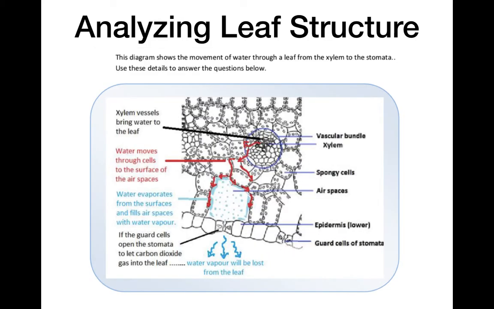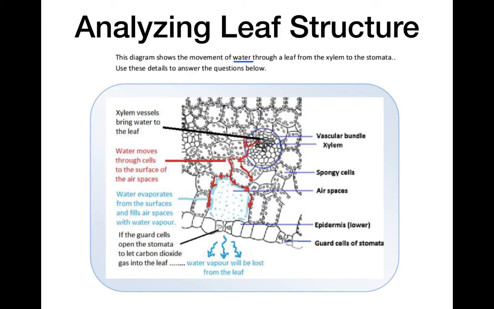Okay, the second analyzing a leaf task here: we have the same kind of leaf diagram, but it's highlighted to focus on the movement of water, how water moves through the leaf. You notice here it's talking about how the xylem is going to bring water, that's a part of the xylem right here. When that water arrives, here's a little arrow showing its movement.